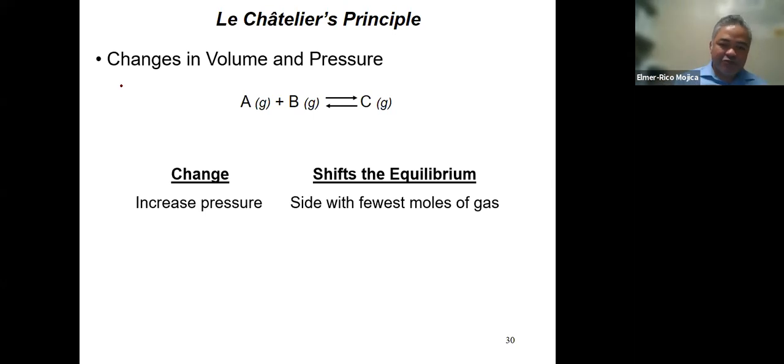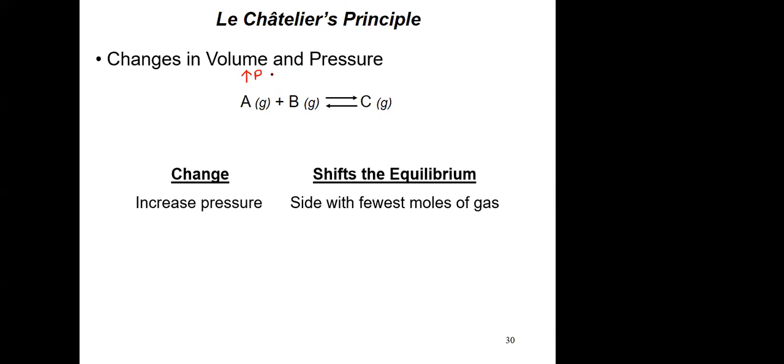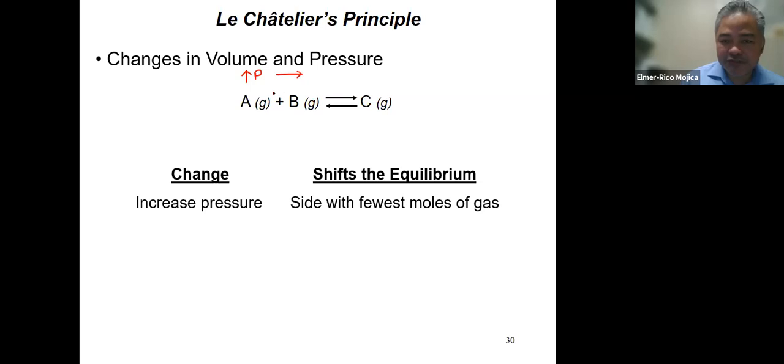So if I increase the pressure, which one is favored, forward or backward, in this situation here? If I have 1 mole of A reacting with 1 mole of B to produce 1 mole of C. So if I increase the pressure, which one is favored? Forward, backward? The forward reaction, because you have only 1 there compared to 2 here. So that would mean the side with the fewest moles of gas.